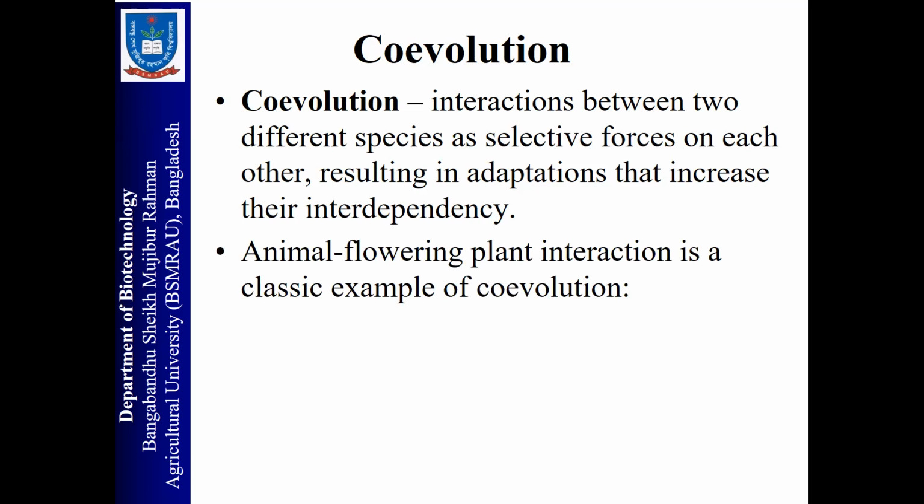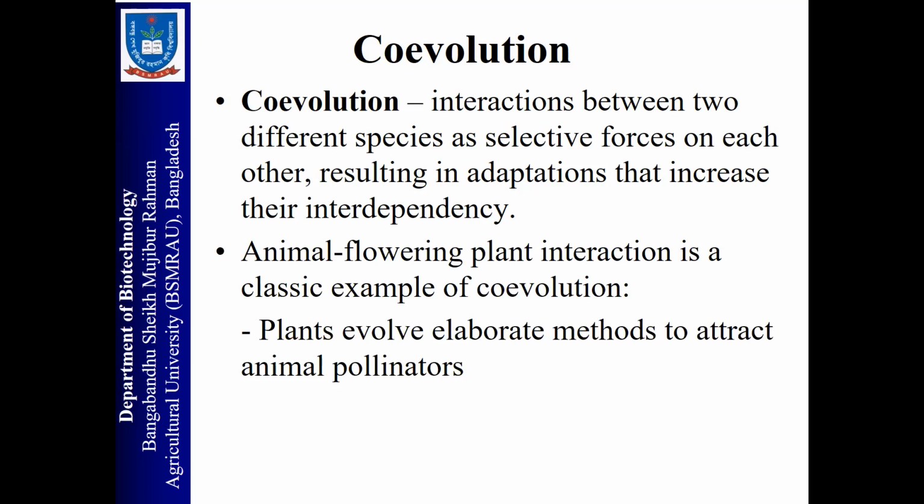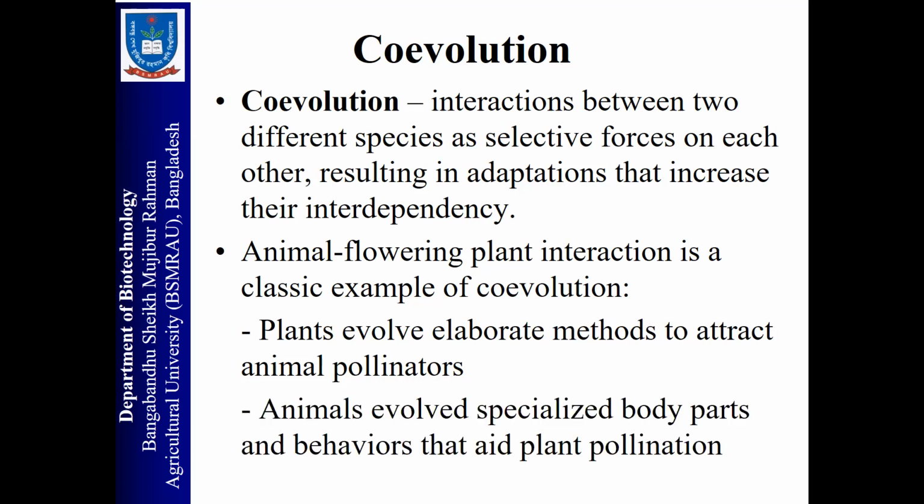Animal flowering plant interaction is a classic example of coevolution. That means insect and flowering plant interaction is a classic example of coevolution. Plants evolve elaborate methods to attract animal pollinators. Animals evolved specialized body parts and behaviors that aid plant pollination.